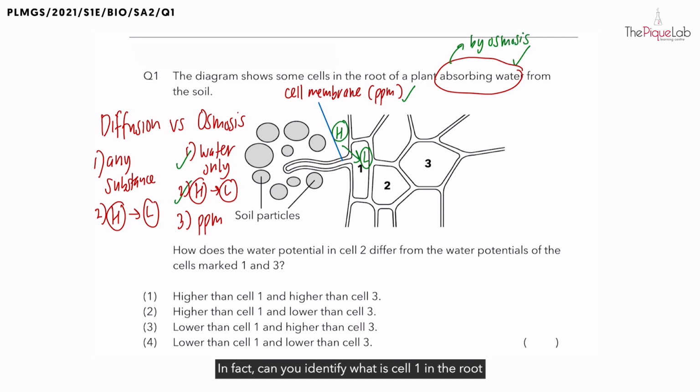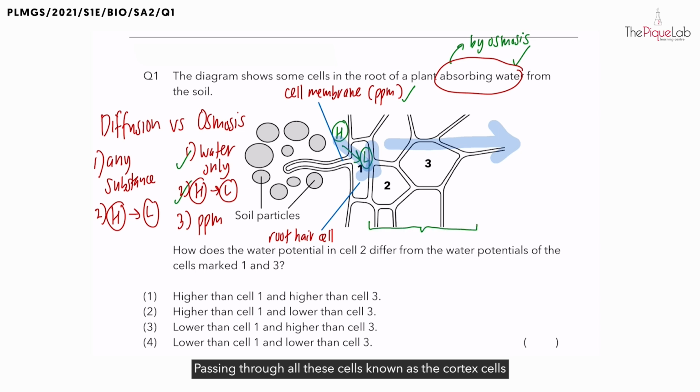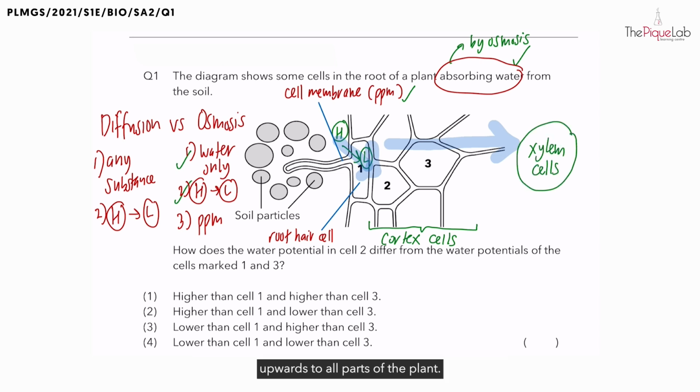In fact, can you identify what is cell 1 in the root? With that long extension, that is your root hair cell. So water is absorbed by osmosis into the root hair cell, and where is it heading to? Water is heading in this direction, all by osmosis, passing through all these cells known as the cortex cells towards the central part of the root. What do you think will be the cells present in the center of the root? There will be xylem cells, which will transport the water upwards to all parts of a plant.